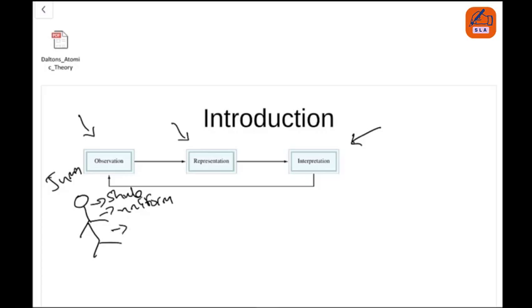We have also observed that Juma ameenda shule ya Ilanzi. Amevaa uniform, ameingia shule ya Ilanzi. Another observation we can make about Juma: Juma amecheza mpira. Another observation: tumemwona Juma anaingia katika mkondo wa darasa la pili. So this is just an observation that we have made about Juma.